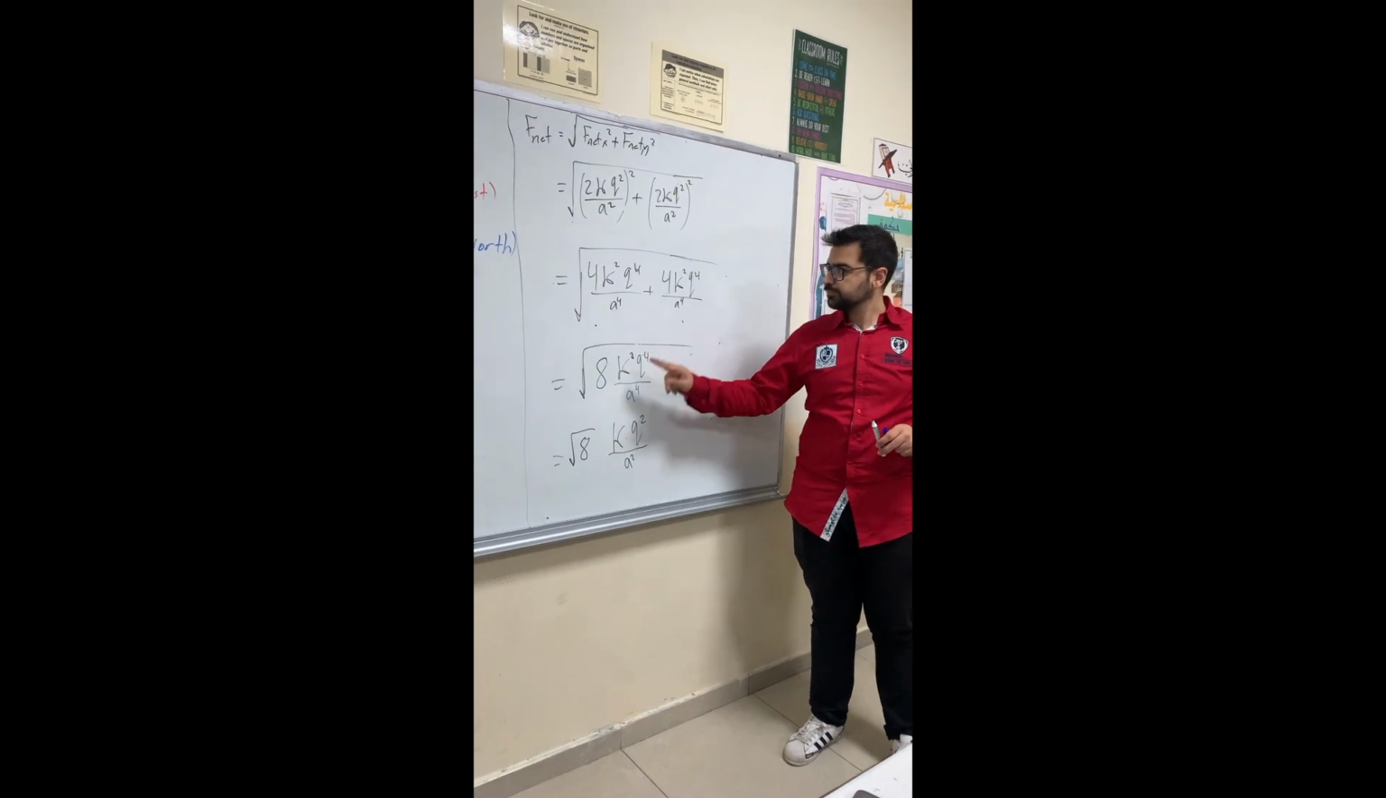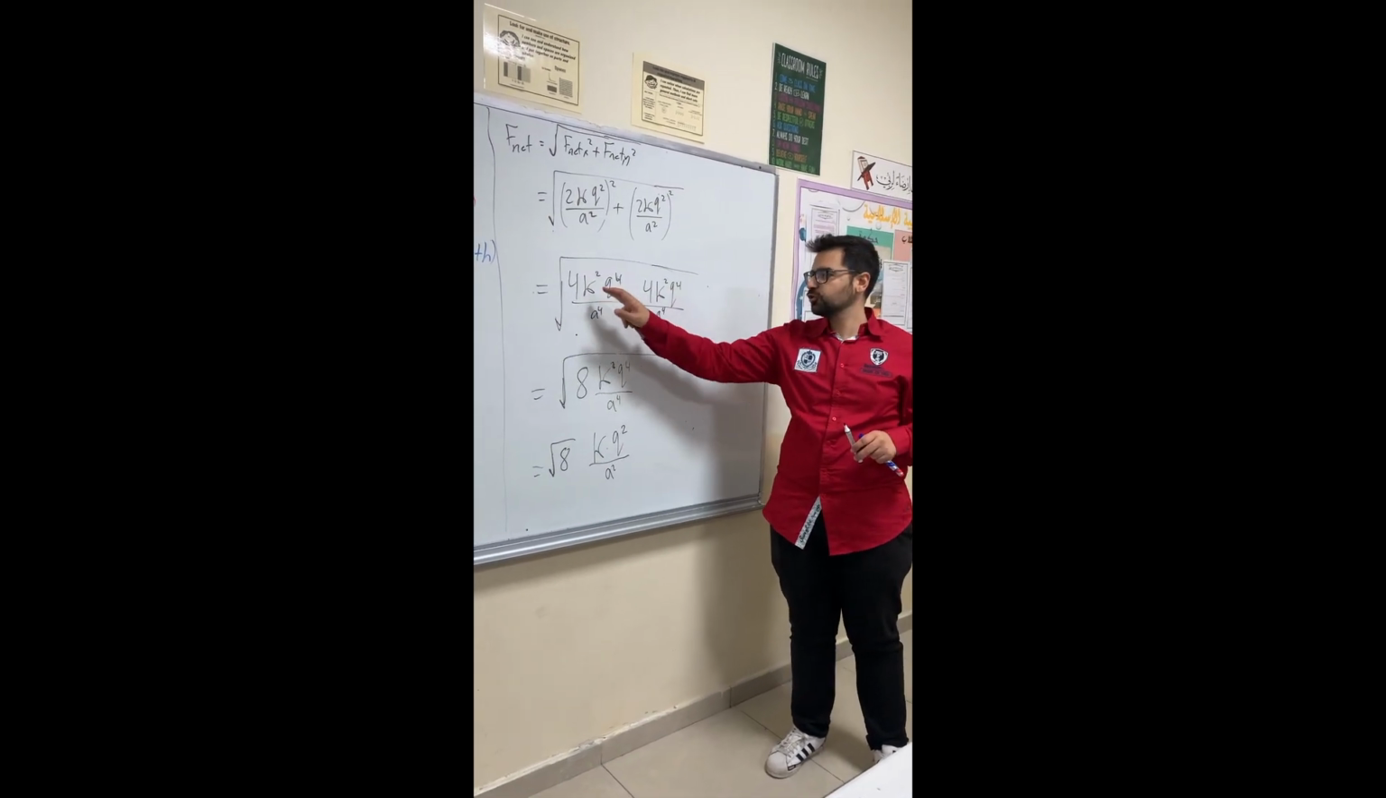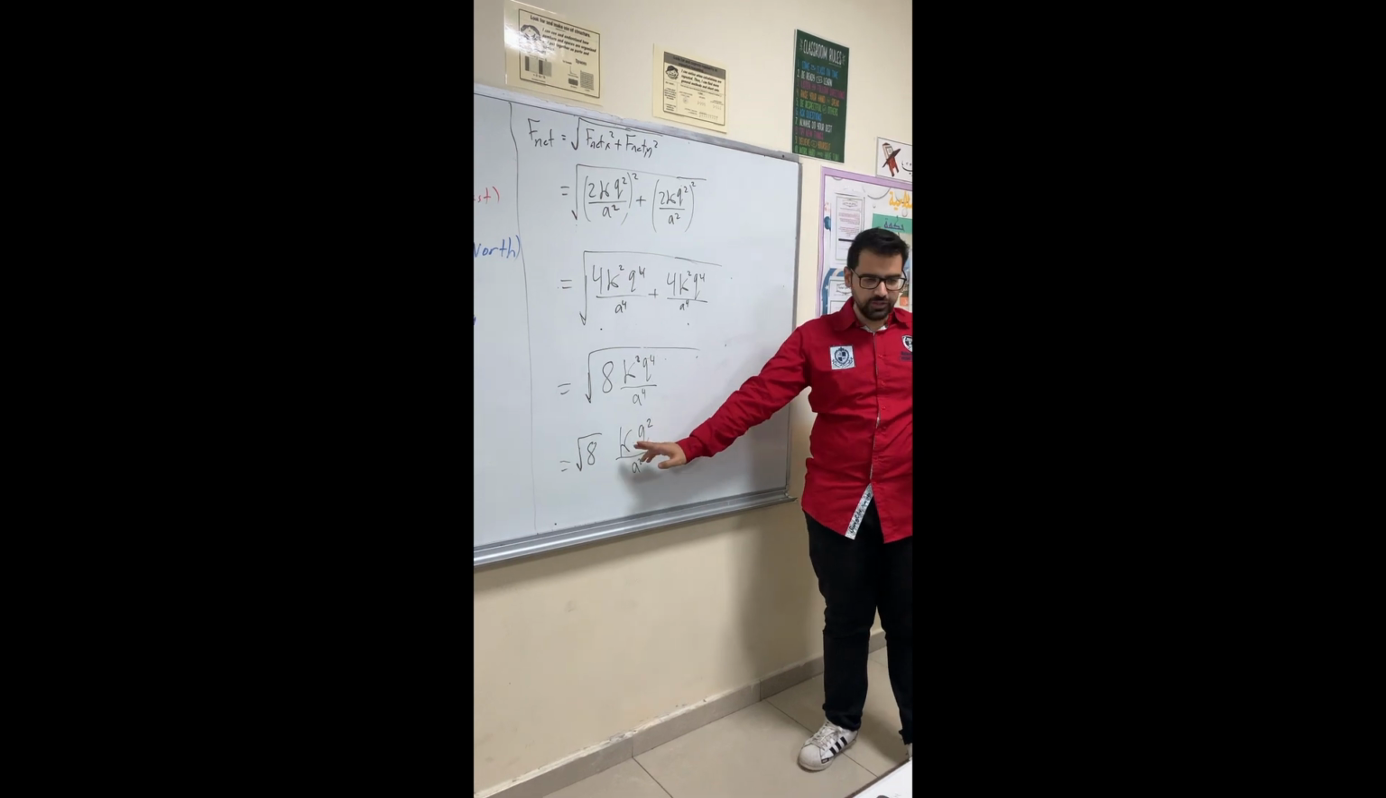Except the last step, I added all. So 4q power 4, 4q power 4. All of it. 8 times all of it.